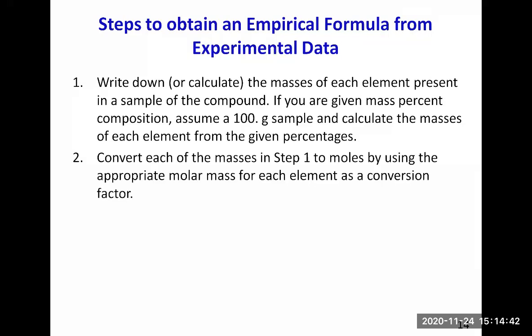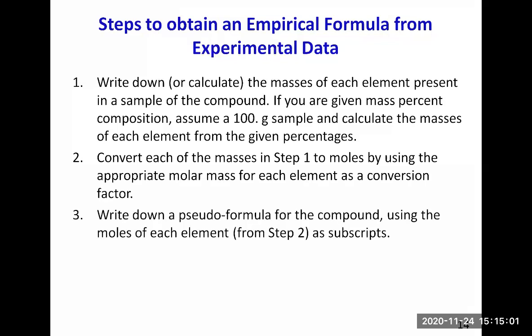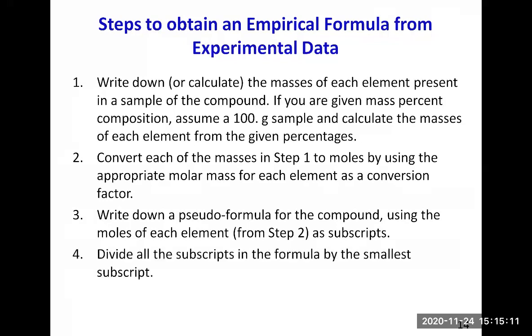Once you have the masses of each element, you will convert them to number of moles, by using the appropriate molar mass for each element as a conversion factor. So the molar masses, you find them in the periodic table for each element. Once you have the number of moles for each element, you write a pseudo formula for the compound using the moles of each element as subscripts. And then you divide all subscripts of the formula by the smallest subscript.